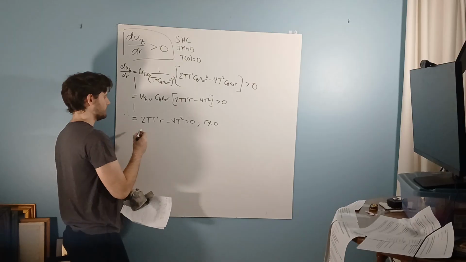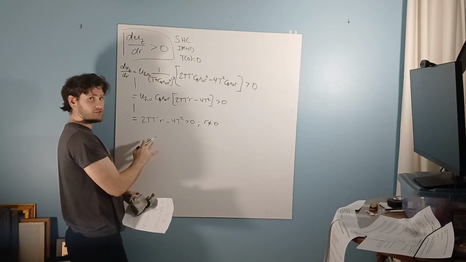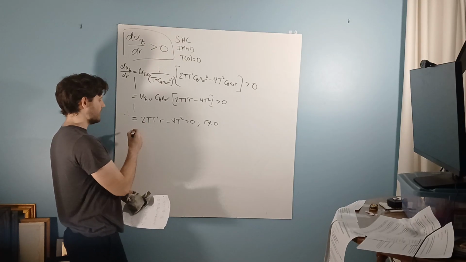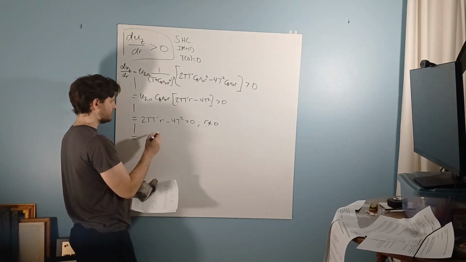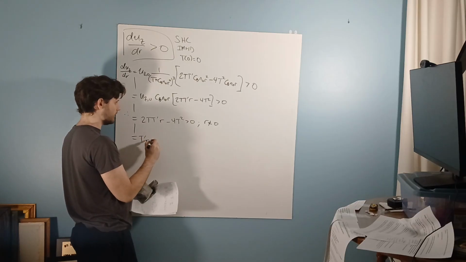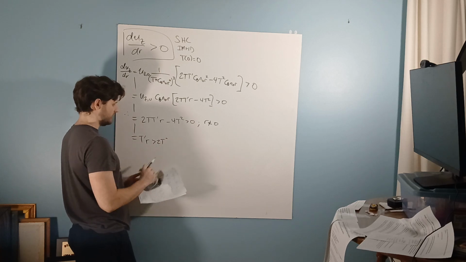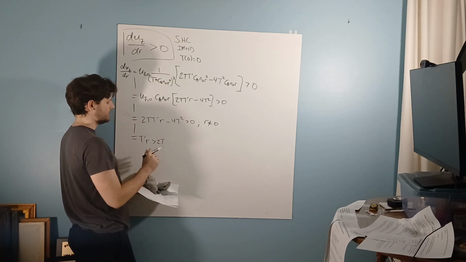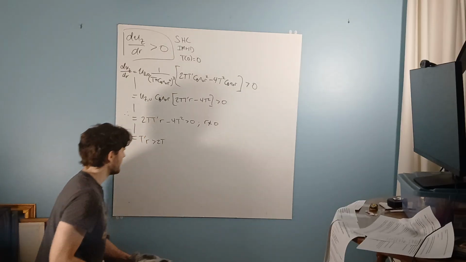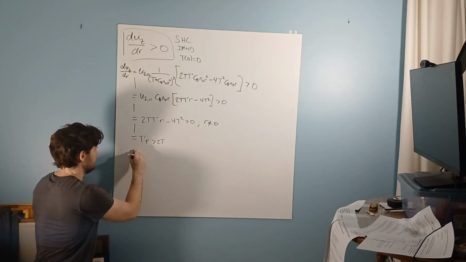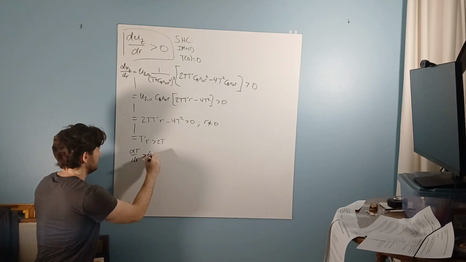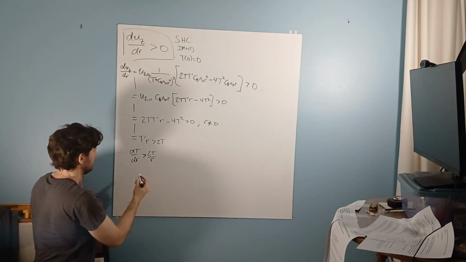Okay, that's fine. This is a differential equation. It's solvable. We can integrate it. We're going to throw away a factor of 2, and what we'll be left with is t prime r must be greater than 2t. Yeah, t prime r must be greater than 2t. So therefore we have dt dr is greater than 2t over r.